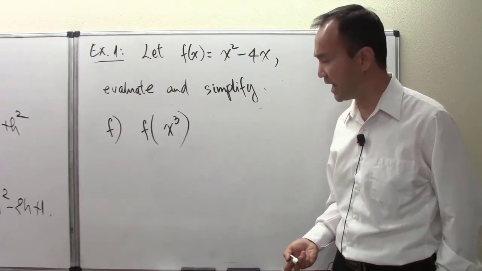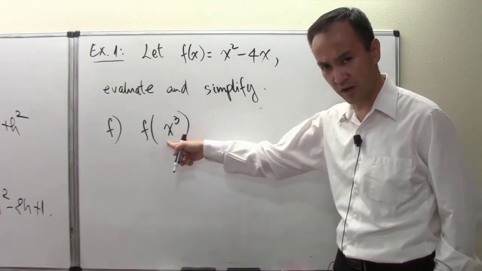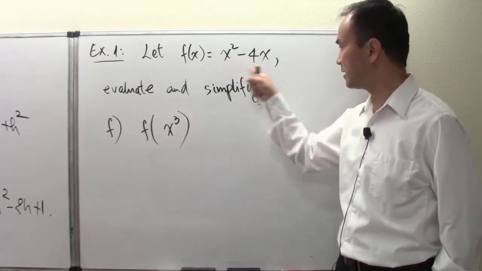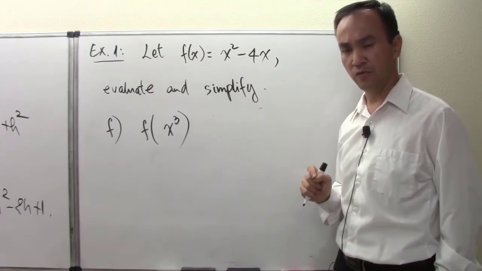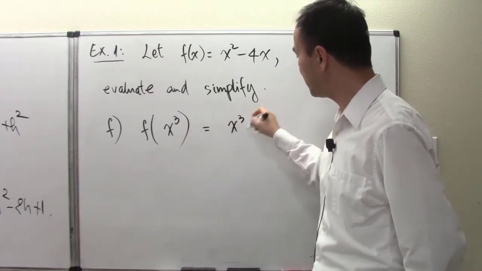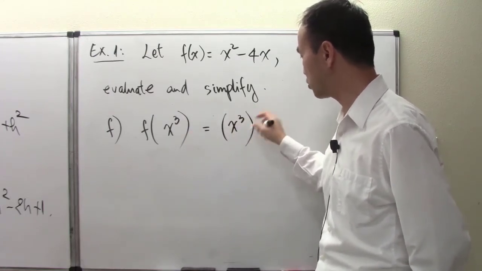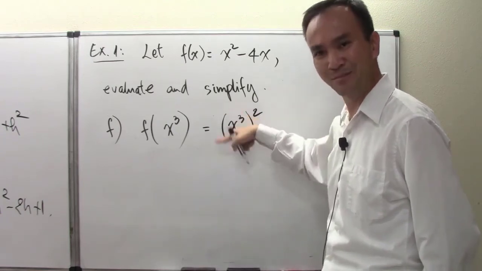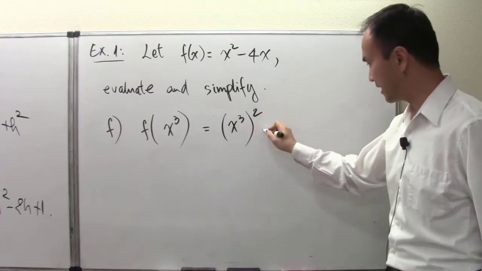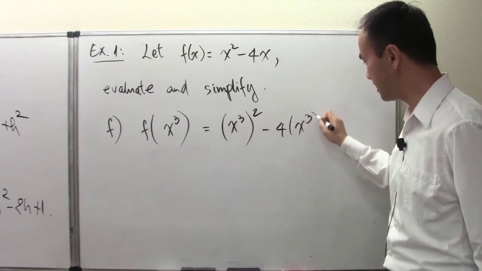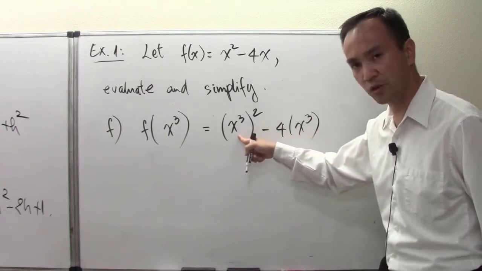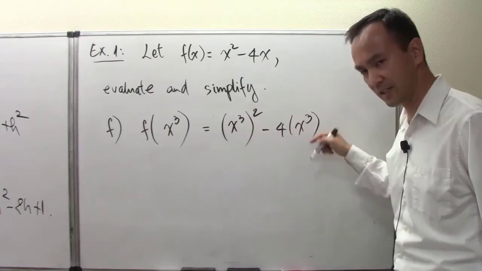What's the input here? The input is x cubed as an expression. So it's x cubed being substituted for this expression. Once again, the rule of the function says we're going to square the input, and again, parentheses. So x cubed all squared, minus 4 times x cubed. Anywhere I substitute my input into the rule, I'm simply putting a pair of parentheses around it.